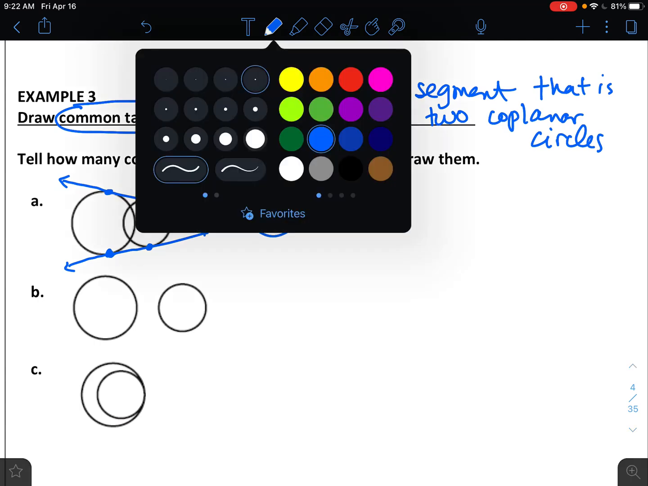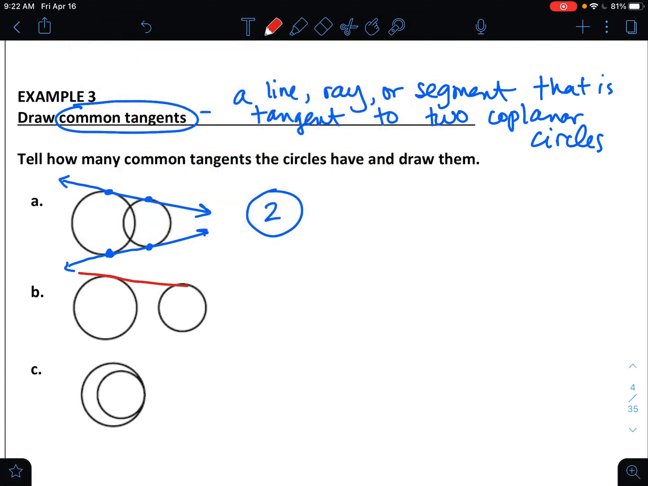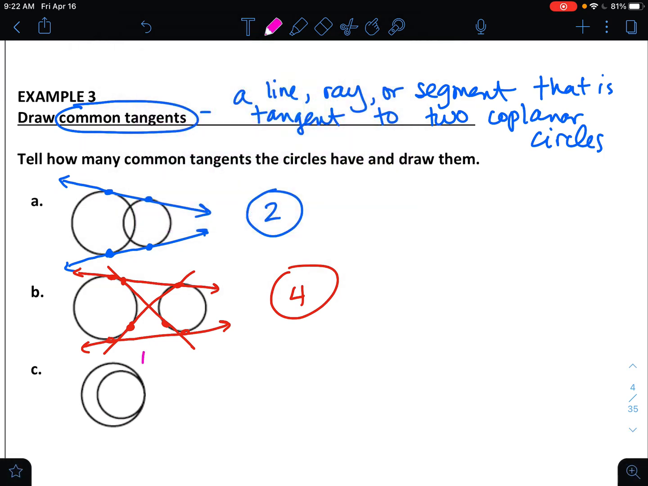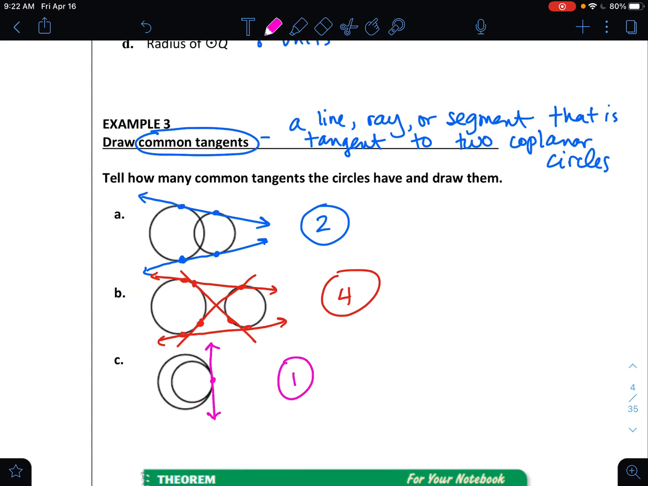Okay, on letter B, we can actually draw four of them. So I can go one time right here. I can go one time on the bottom. I can also go diagonally, touching about right here, here. And I can go the other way diagonally. So I can get four altogether. And then the last one, there's just one. I can go this way. I can touch it one time here, and that's as many lines as I can get there.